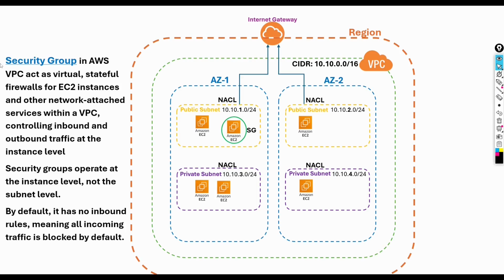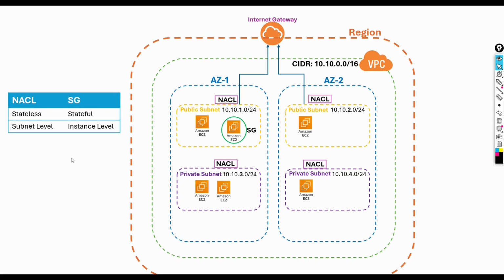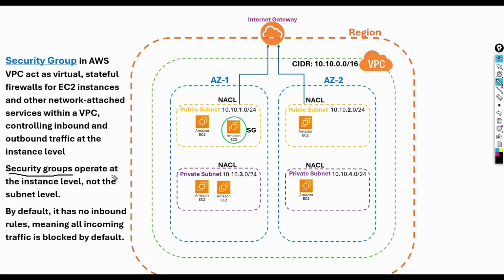Next, security group. Security group in AWS VPC acts as a virtual stateful firewall for EC2 instances and other network attached services within a VPC, controlling inbound and outbound traffic at the instance level. Security group operates at the instance level, not the subnet level. By default, it has no inbound rules, meaning all incoming traffic is blocked by default.